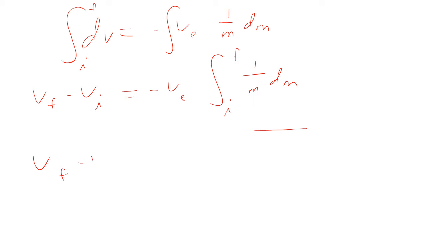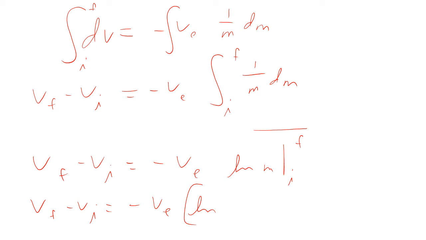So what is the integral of 1 over m dm? Well, you should know that. That should be in calculus 1. So that is the natural log of m evaluated at initial and final. So v final minus v initial is going to be minus v_e times the natural log of m final minus the natural log of m initial.